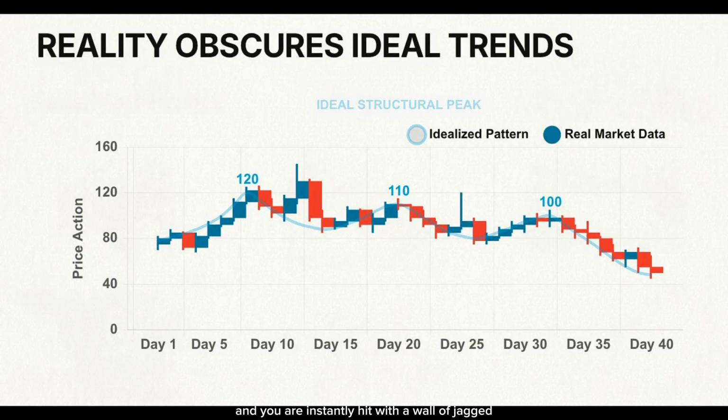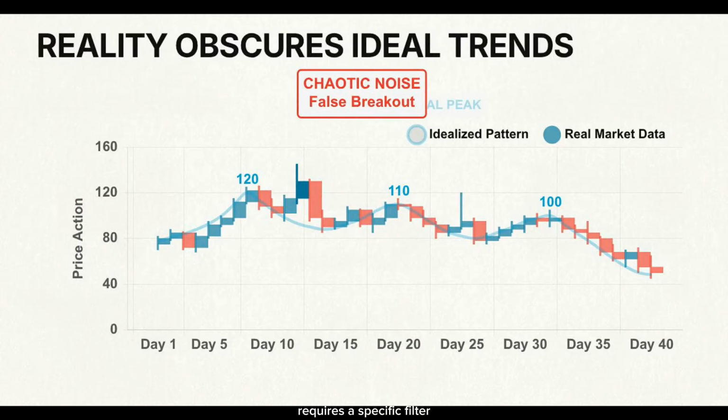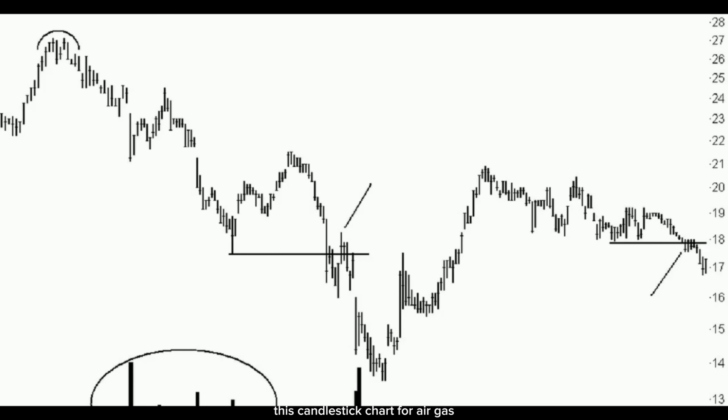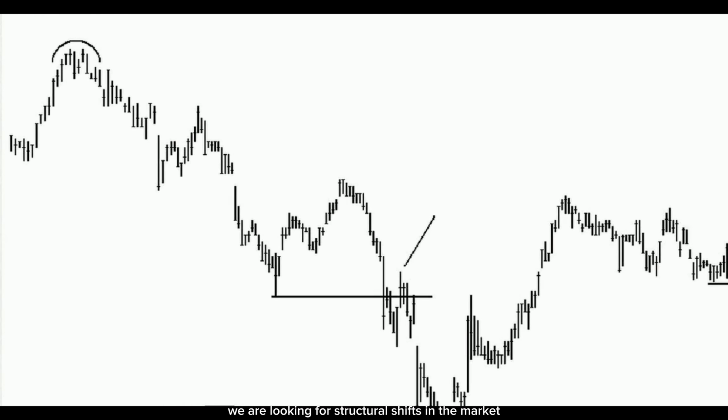That idealized model is easy to spot, but open any real stock chart and you are instantly hit with a wall of jagged, chaotic noise. Finding true peaks in this mess requires a specific filter. This candlestick chart for Airgas illustrates how we filter that noise using the rule of proportion. Valid peaks in this pattern need to share a similar size and shape. We are looking for structural shifts in the market, not random daily volatility.